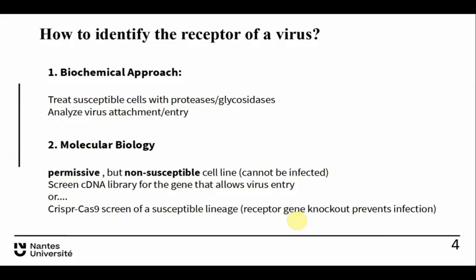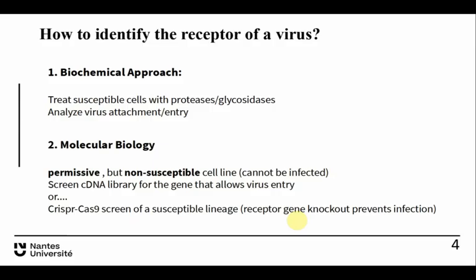If it's only permissive, the virus can't get inside. If it's only susceptible, the virus can attach and enter, but it can't release new virus. The replication cycle doesn't work. So what you're looking for in this type of experiment is a cell line that's non-susceptible, but still permissive. So it's lacking something for the attachment and the infectious entry.